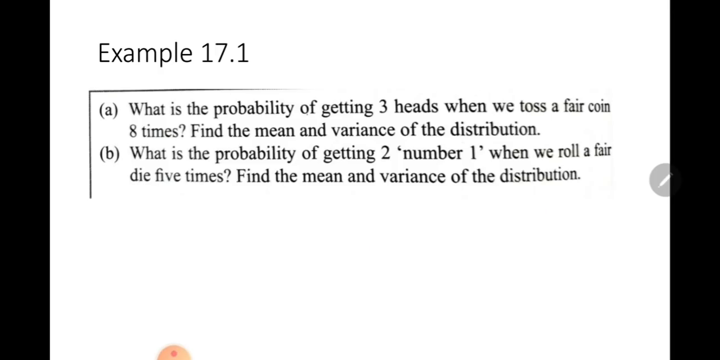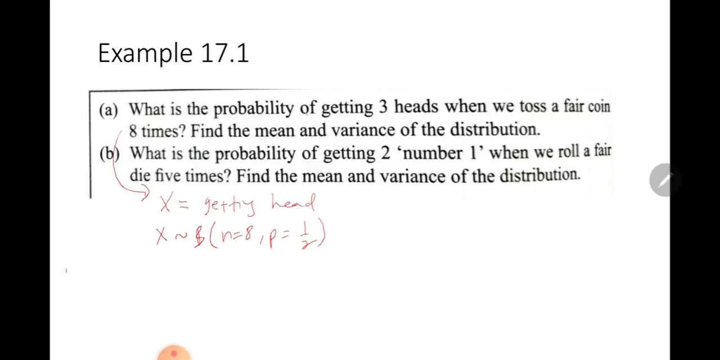Okay, now let's look at one example. What is the probability of getting 3 heads when we toss a fair coin 8 times? From here, we can define X. X is the event of getting head. Because you toss the coin 8 times, will it follow Bernoulli or binomial? Binomial, of course. So binomial with n equals to 8, and what will be your probability of success? That will be half, because we are assuming it's a fair coin.